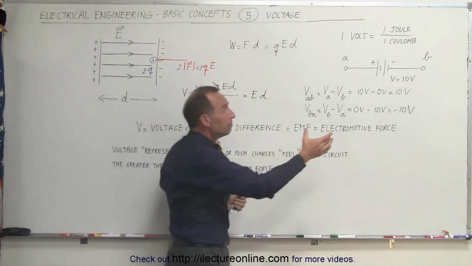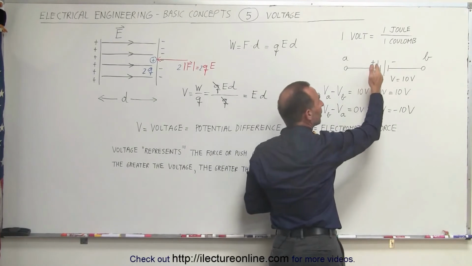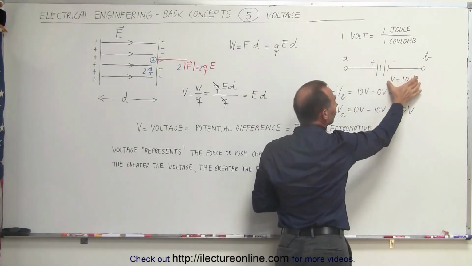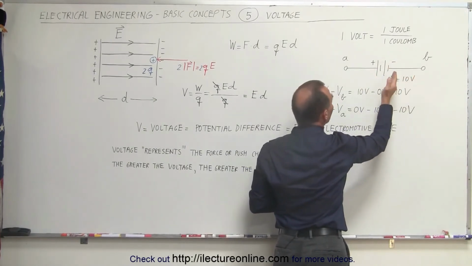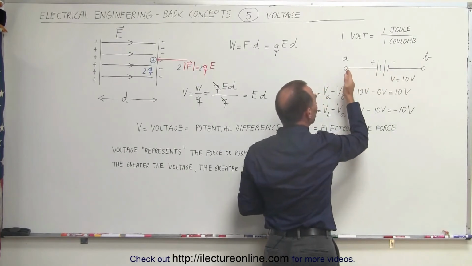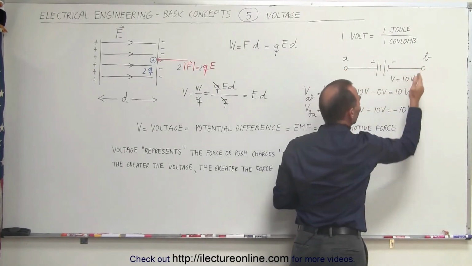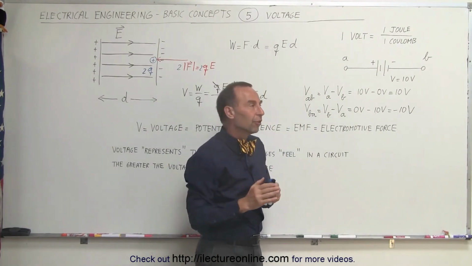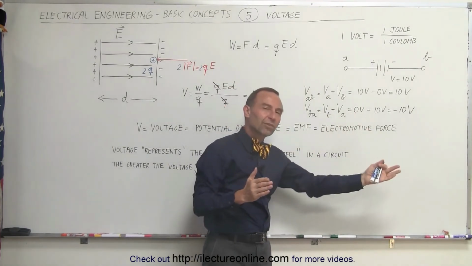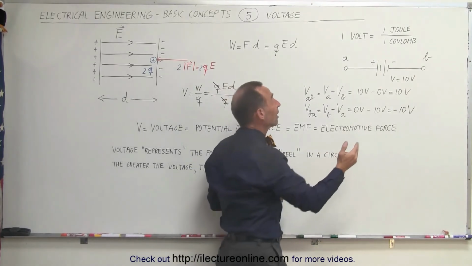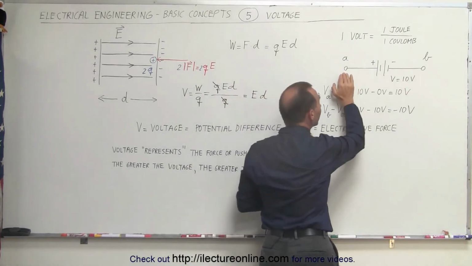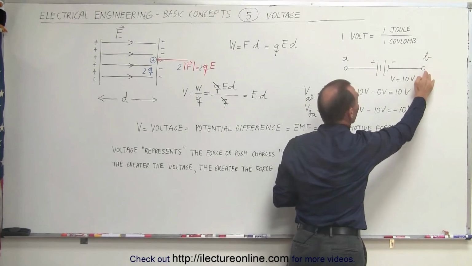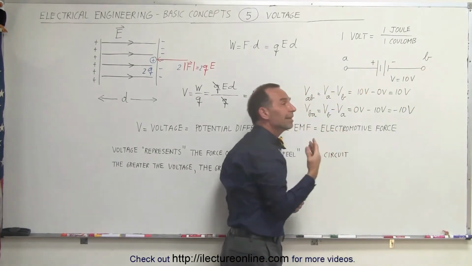If we have a battery with a positive end and a negative end, and the volts across the battery is 10 volts, we can say that the voltage at A is 10 volts higher than the voltage at B. So sometimes we talk about potential difference or voltage difference. It is how much more volts we have on one side compared to the other side. In this case, A is 10 volts higher than B. B could be 100 volts, then A would be at 110 volts.